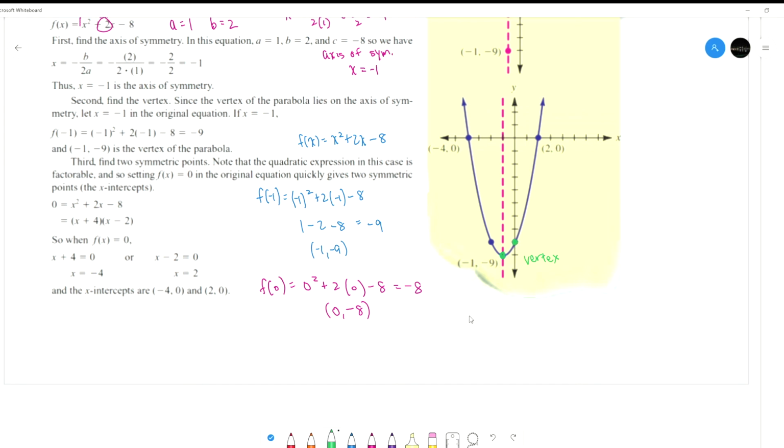Right? So is everyone okay with the points that we just figured out, the vertex and the y-intercept? Does anyone have questions up to this point? Yes, no? Okay, if not, I'm going to move on, okay?